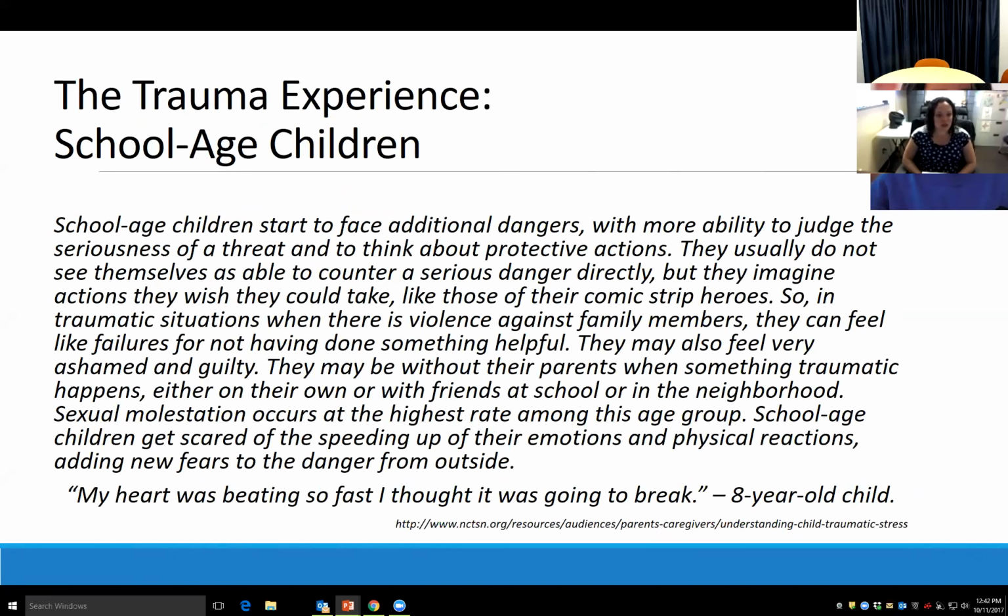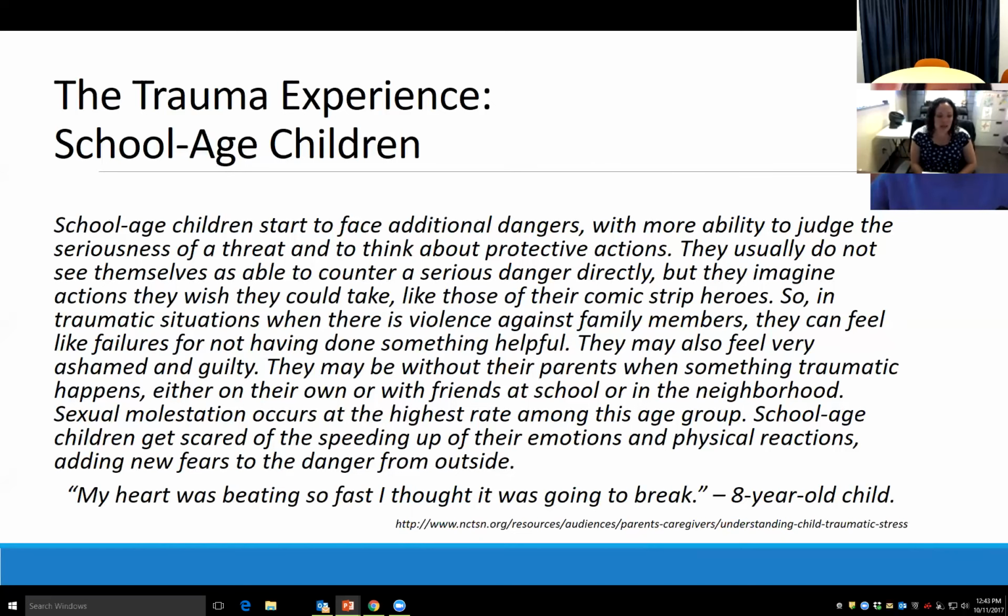So in traumatic situations, when there's violence against family members, they can feel like failures for not having done something helpful. They may also feel very ashamed and guilty. They may be without their parents when something traumatic happens, either on their own or with friends at school or in a neighborhood. Sexual abuse occurs at the highest rate among this age group. School-age children get scared of the speeding up of their emotions and physical reactions, adding new fears to the danger from the outside world. And a quote from an 8-year-old child who had experienced trauma: "My heart was beating so fast, I thought it was going to break."